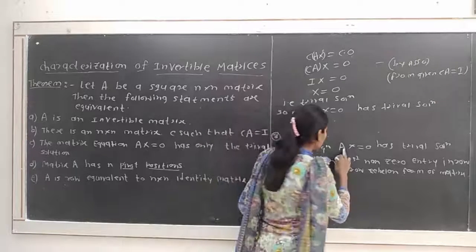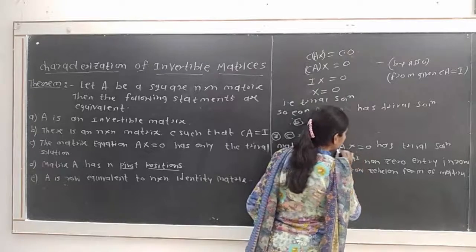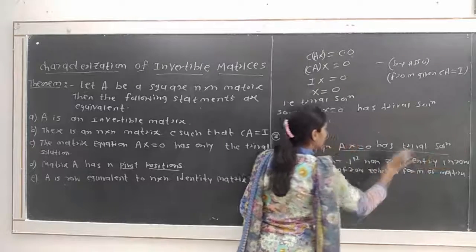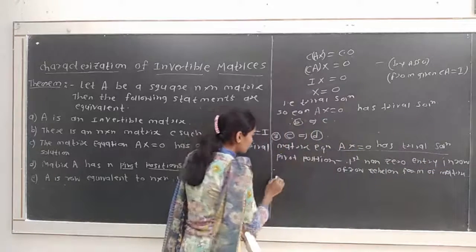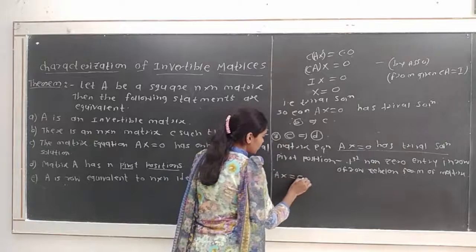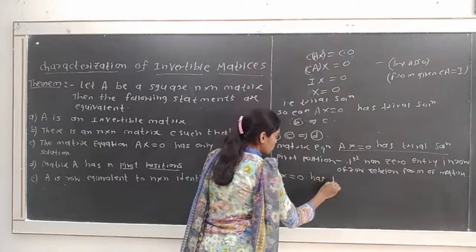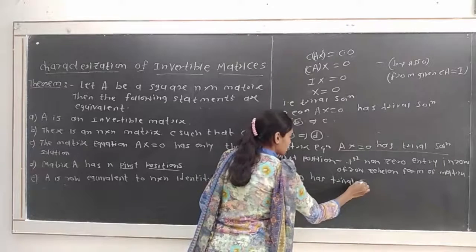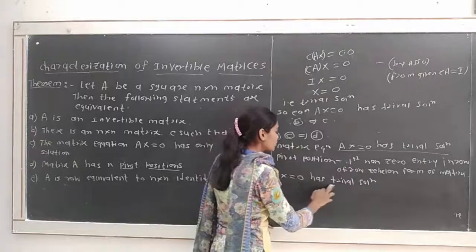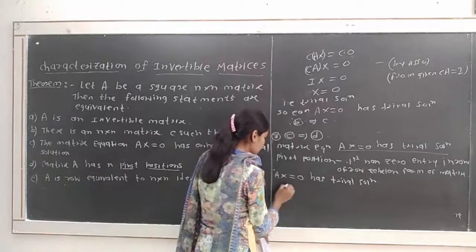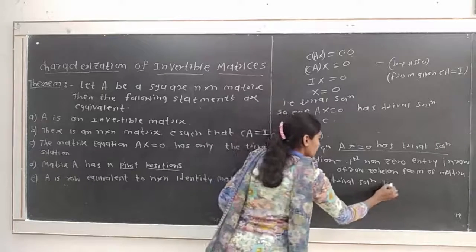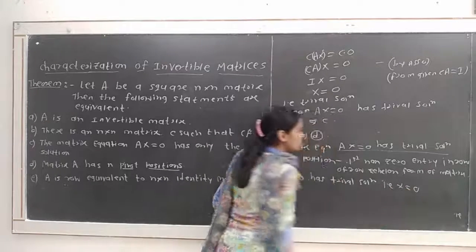For that we have to use this statement: Ax is equal to 0 has a trivial solution, that is x is equal to 0.